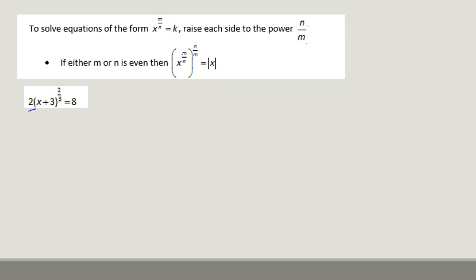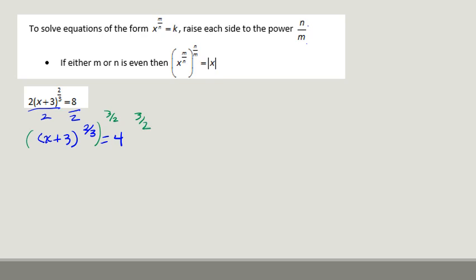So to solve this example, I'm going to divide by 2, and I'm going to get x plus 3 to the 2/3 equals 4. And then I'm going to take both sides to the 3/2 power.